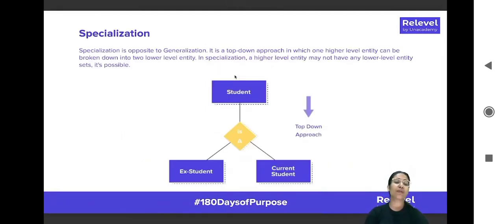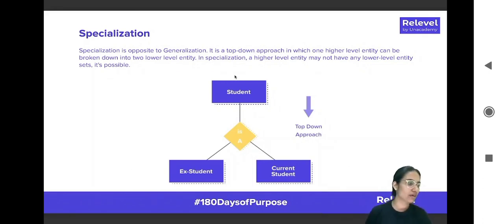Next is the process of specialization. Now the process of specialization is the exact opposite to the process of generalization. Okay, now it is a top down approach in which one higher level entity can be broken down. In generalization, we combine lower level entities to make the higher level entity. In here, it's a top down approach in which the higher level entity is broken down into lower level entities. Okay, in specialization, a higher level entity may or may not have any lower level entity sets. It's possible. That means a higher level entity, when it's broken down, may not have any lower level entity sets.